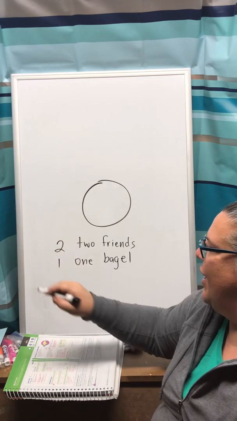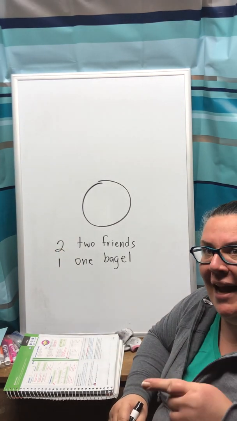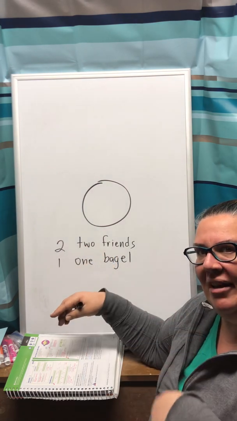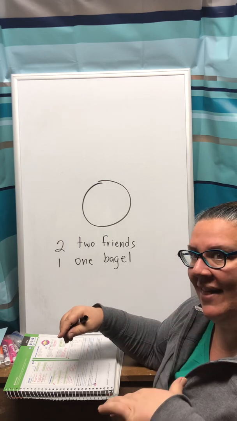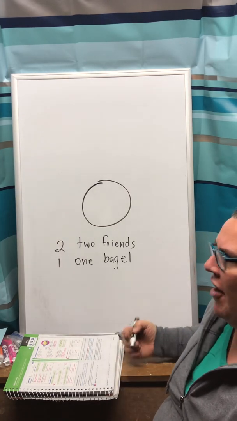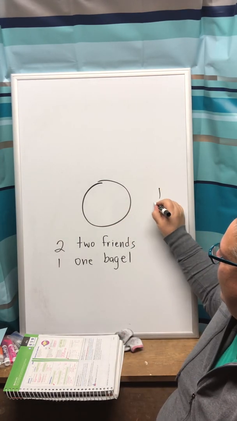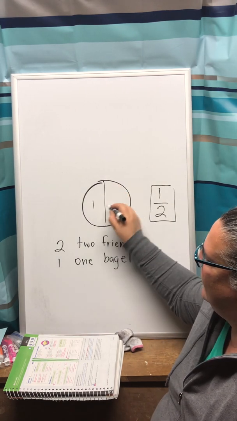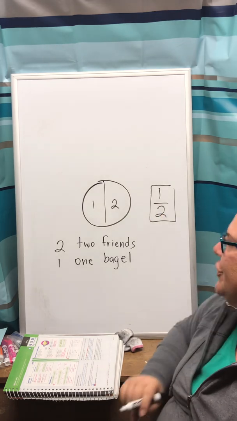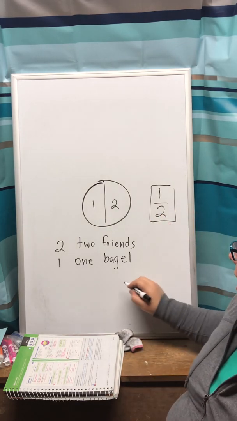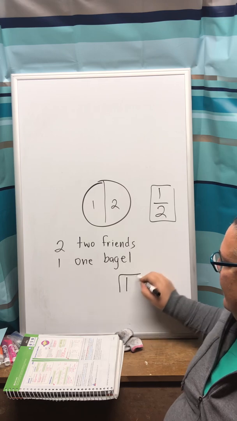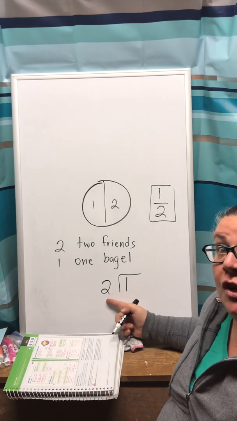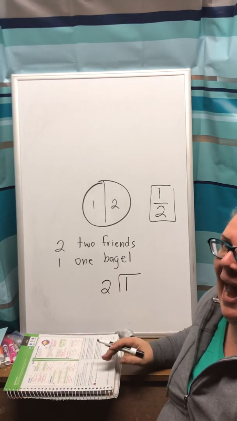2 friends, 1 bagel. Am I dividing 2 divided by 1? Am I dividing the 2 friends by 1? Or am I dividing the 1 bagel by the 2 friends? So obviously I'm dividing the 1 bagel by the 2 friends, which means each friend gets a half. So my fraction is 1/2. I would be doing 1 divided by 2. 1 whole divided by 2 people is going to give me a half.